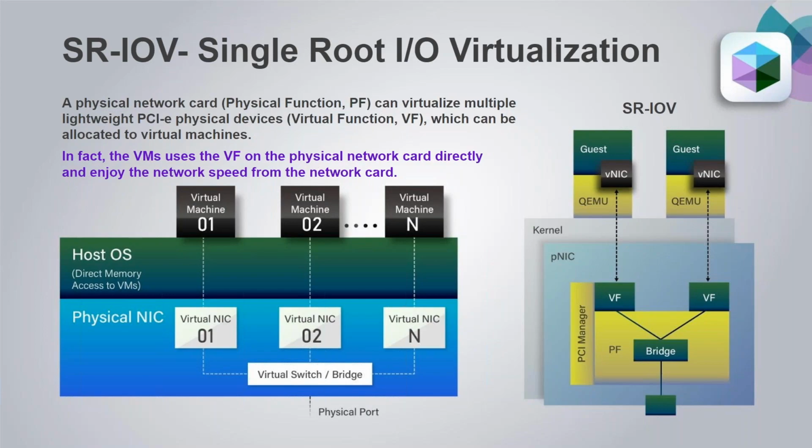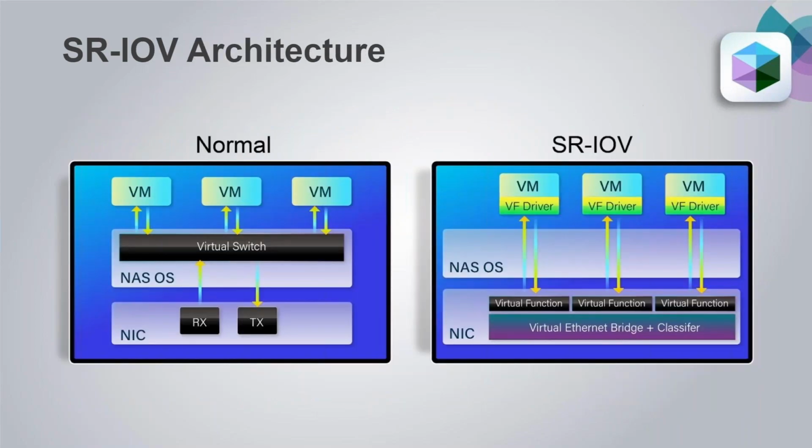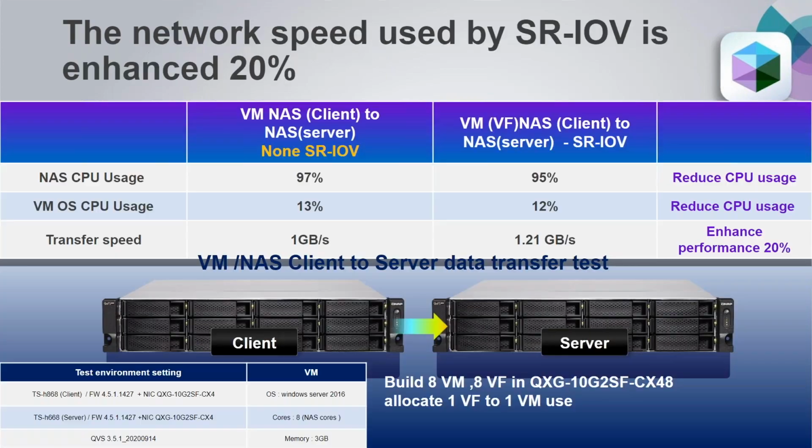And if you have multiple VMs running, that card can create multiple virtual NICs from the physical port. So multiple VMs can access that particular port, bypassing the virtual switch and the NAS operating system completely. With SRIOV, the VM will talk directly to the NIC using the virtual function, therefore bypassing the NAS operating system. The VM will have access directly to that particular NIC card, and that will increase the network efficiency.